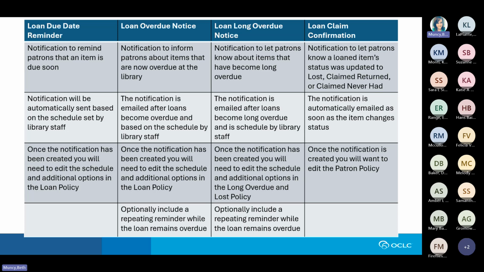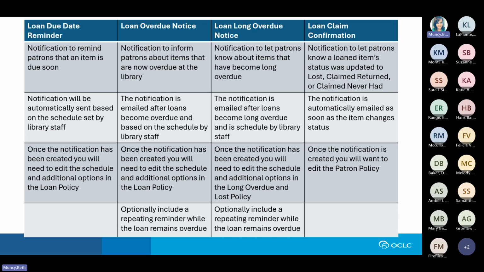So once that notification has been created, you'll edit the schedule and add it to the loan policy. You can repeat these, which is nice. So you can set up how many times those notifications will repeat. The item's overdue, hey, bring it back. And then how often. So you can indicate that you want to repeat a notification and then say how often you want it repeated. So every 2 days or whatever.